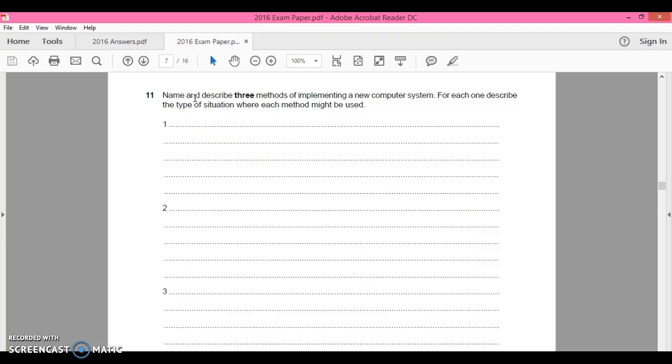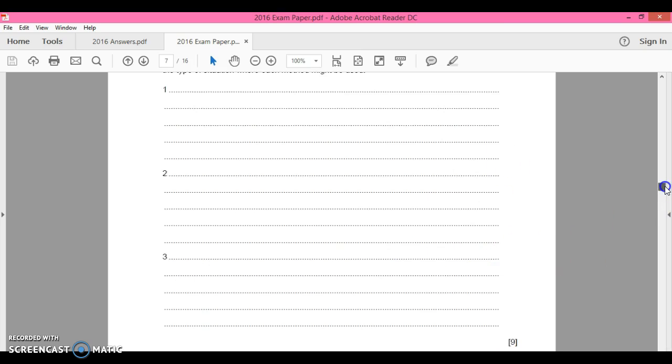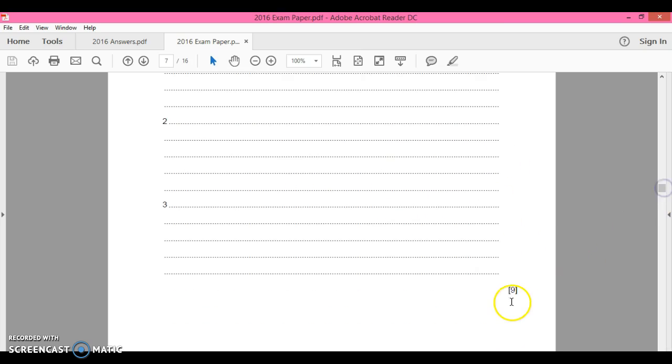Okay, so it says name and describe 3 methods of implementing a new computer system. For each one, describe the type of situation where the method might be used. Okay, so this video may take a little bit longer. Now, I'm not going to just bang on here and show you, I'm going to direct you in a way to a resource because this is 9 marks.